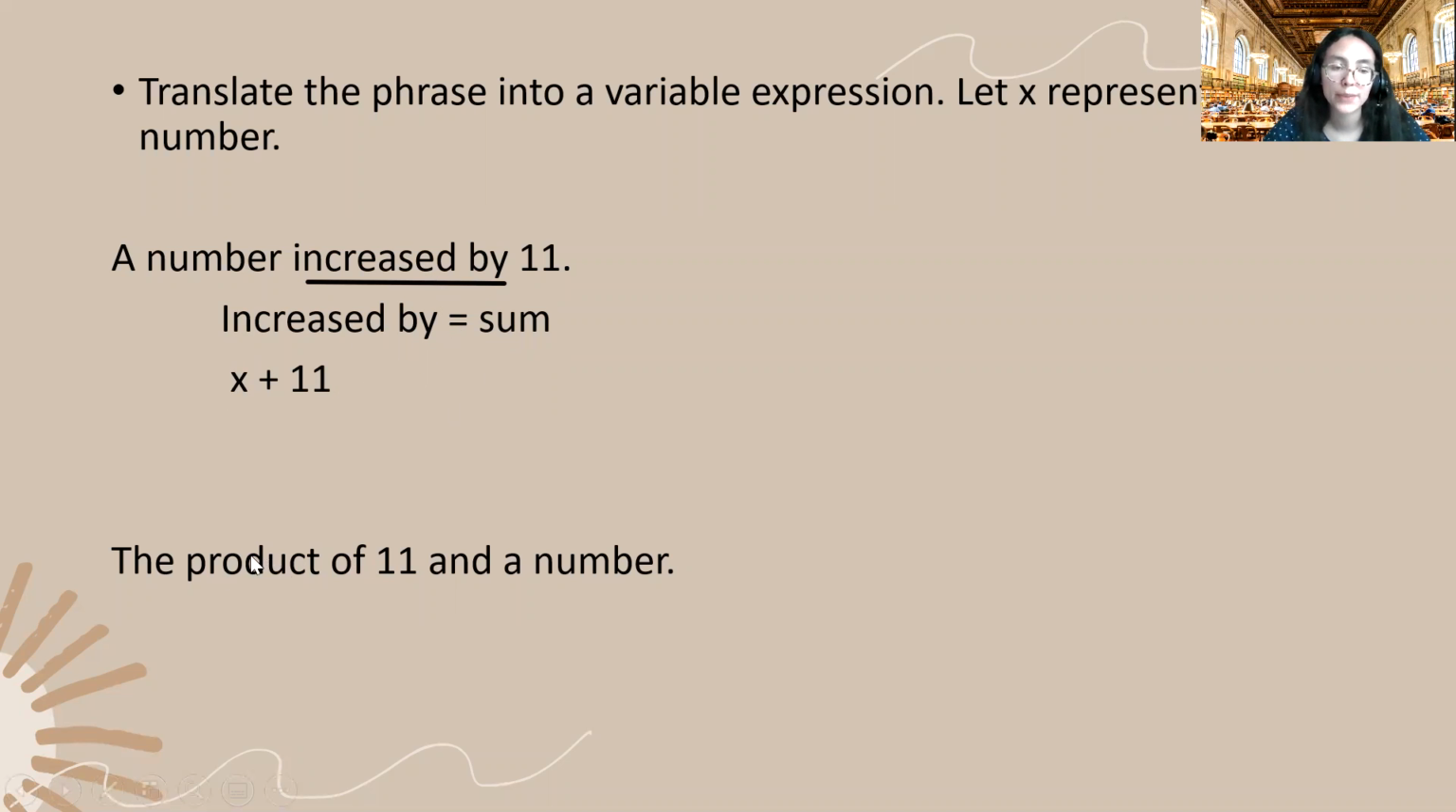In our next example, we have the product of 11 and a number. So I'm going to underline product. That tells me that I have multiplication and 11 and a number. I know that a number is going to be x. So I also know that for multiplication, order doesn't matter. So our product tells us we have multiplication. So our answer would be 11x. Okay.